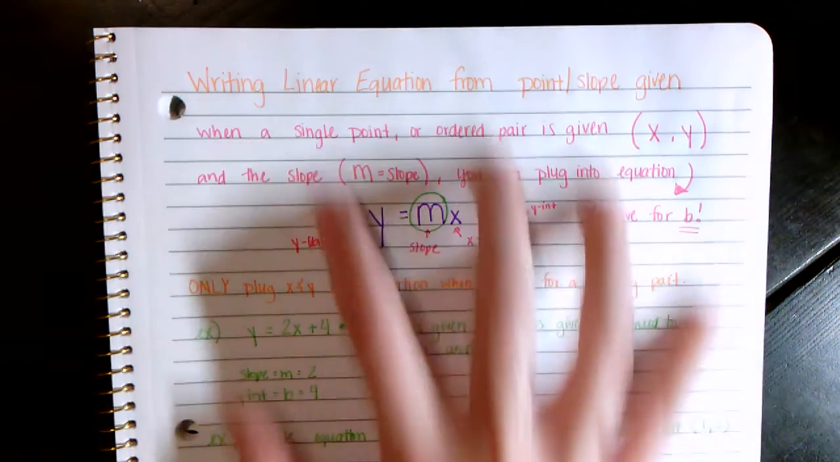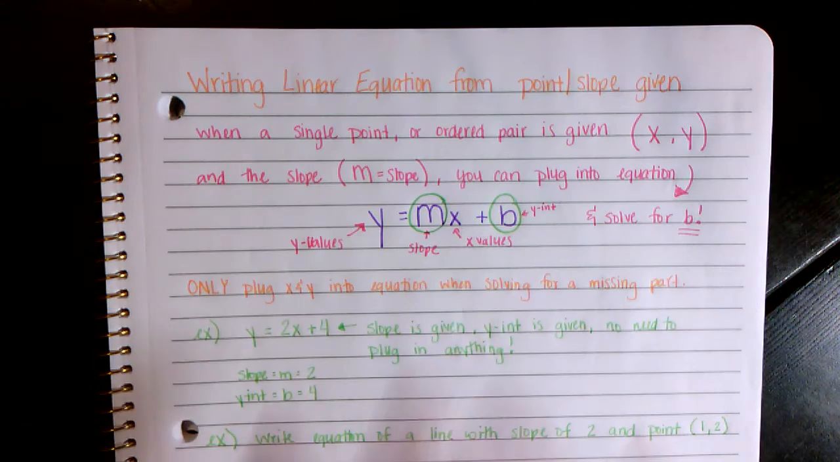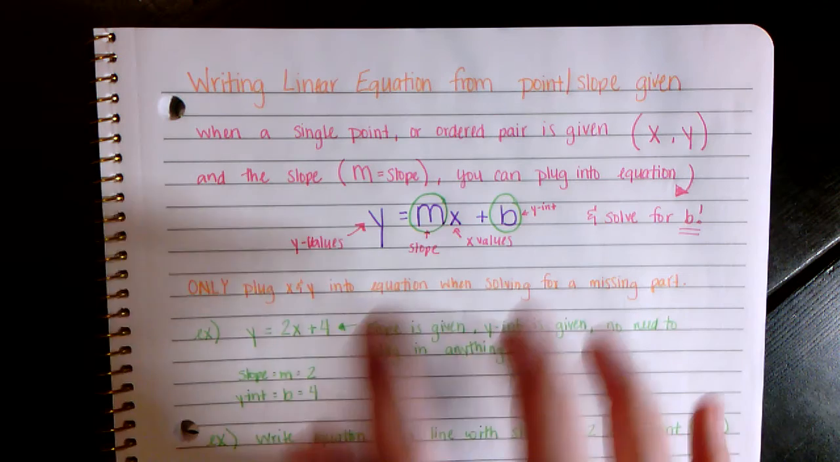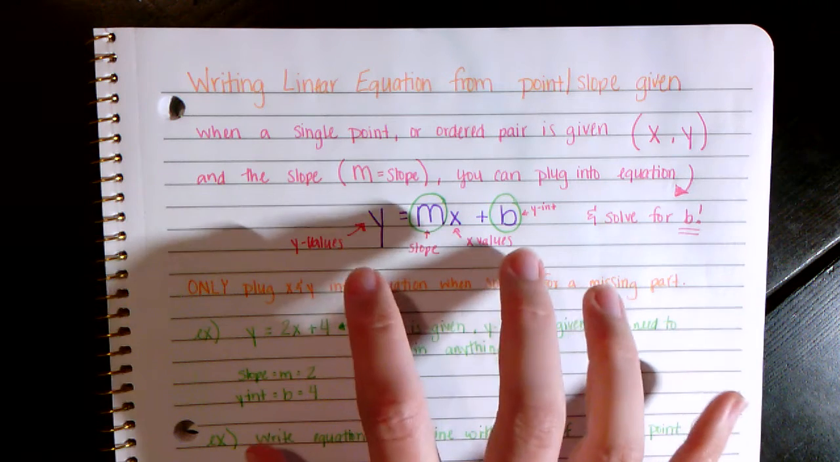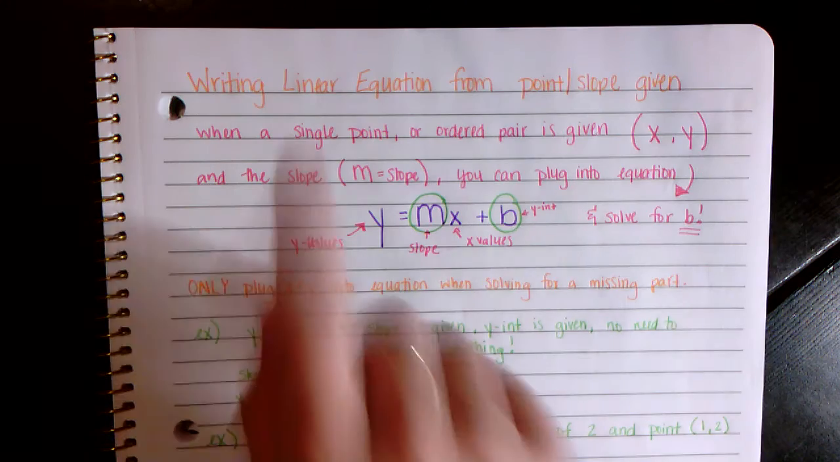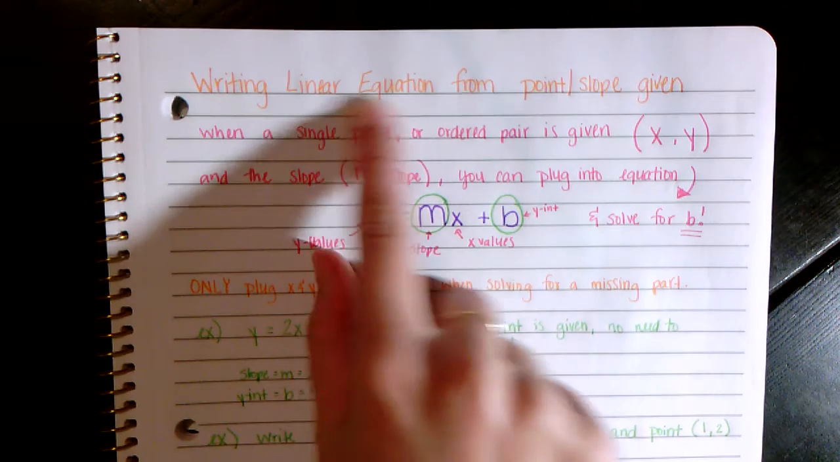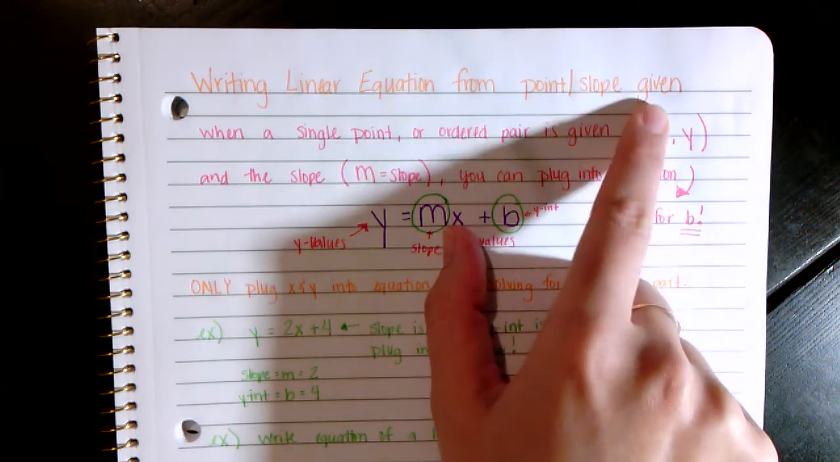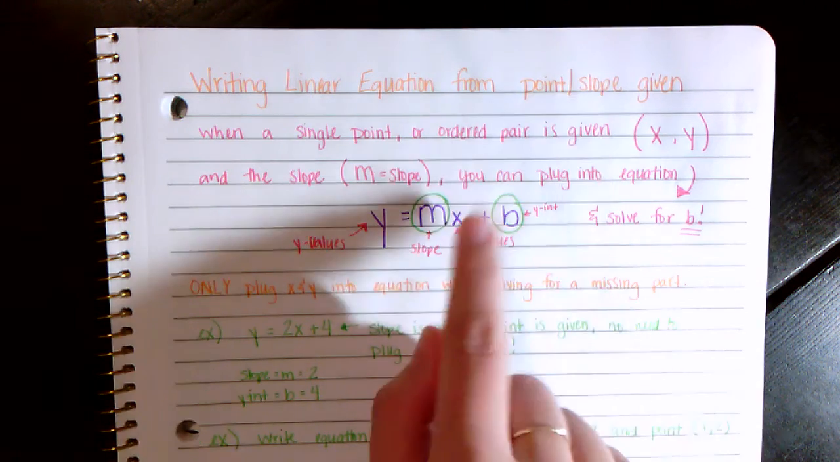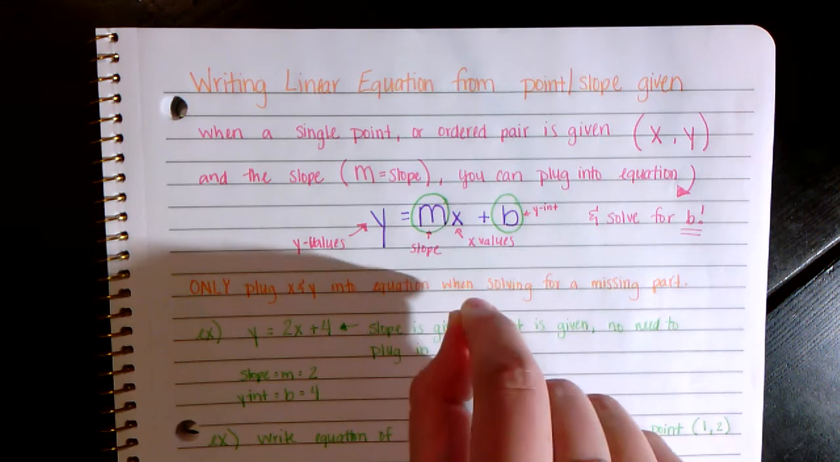So I'm going to read. I haven't finished these notes. They have been started, but as always, please pause the video to write things down if I'm moving too fast for you. And then you can just unclick it when you're ready to move on. So the title of this page is Writing Linear Equations from Point and Slope Given. So I'm going to give you a point and the slope, and you should be able to give me the equation. And I'm going to tell you how to do that.